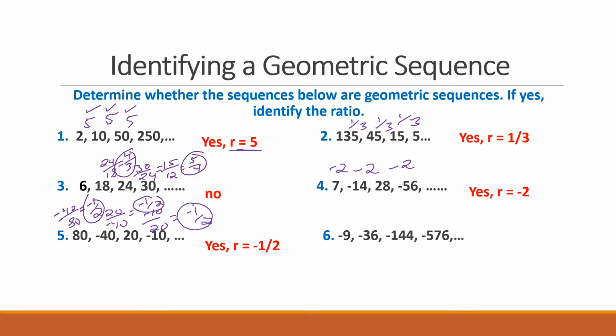Negative 576 divided by negative 144 is 4. Negative 144 divided by 36 is a positive 4. And negative 36 divided by negative 9 is positive 4. So the last one I have here is a geometric sequence, and my common ratio is 4. And again, I just start at the last term and start dividing from right to left to get that common ratio.